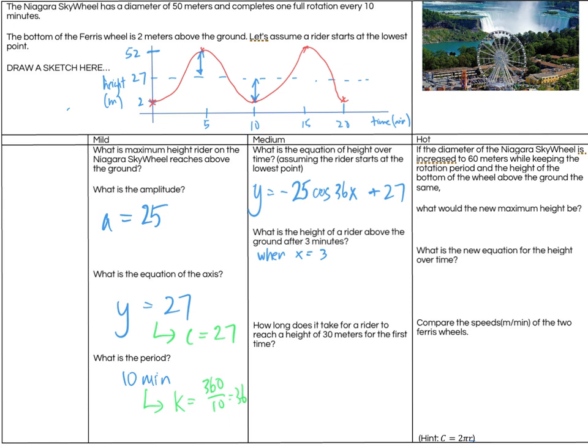The next question, what is the height of a rider above the ground after 3 minutes? So that's when the value of x is 3. So I'm going to substitute x equals 3 into my equation. Putting an x value of 3 into the equation, and then using my calculator, I end up with 34.73 meters. So after 3 minutes, the rider will be 34.73 meters above the ground.